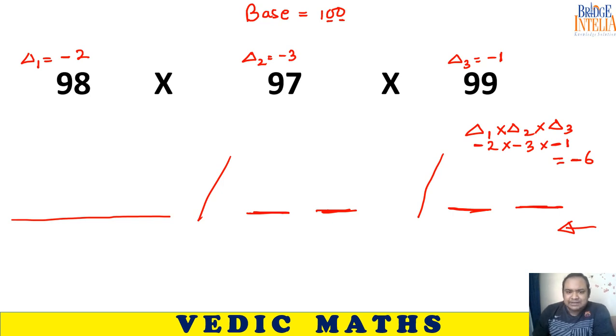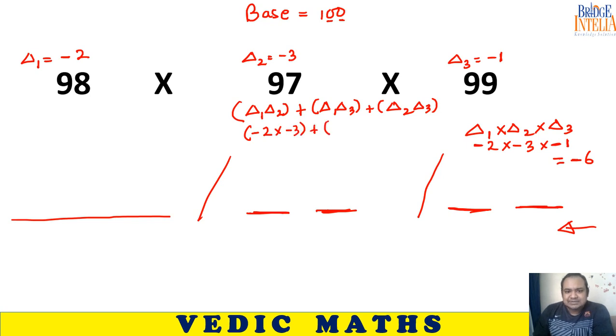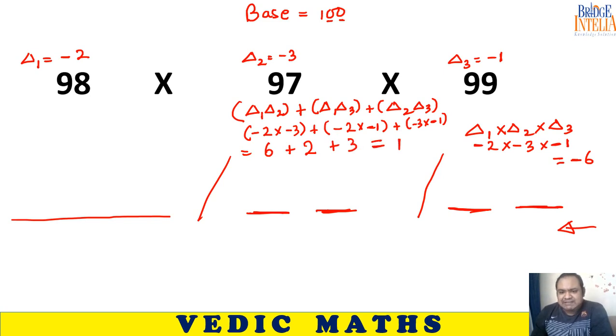Coming to the middle part, delta 1 into delta 2 plus delta 1 into delta 3 plus delta 2 into delta 3. So minus 2 into minus 3 plus minus 2 into minus 1 plus minus 3 into minus 1. If you multiply two negative numbers, the product is positive. So plus 6. Similarly, minus 2 into minus 1 is 2. Minus 3 into minus 1 is 3. So 6 plus 2 is 8, 8 plus 3 is equal to 11.